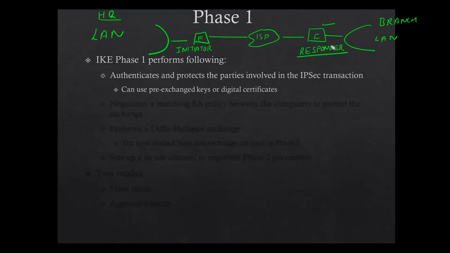Now, does it always have to be the HQ? No, it can also be done from the branch. So initiator and responder is not a strictly static thing. It can be done by anybody.